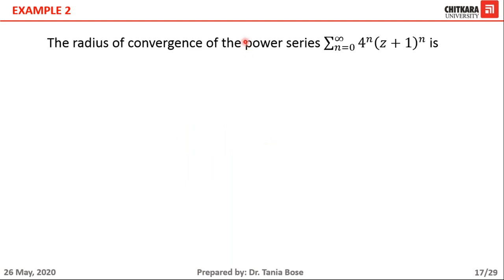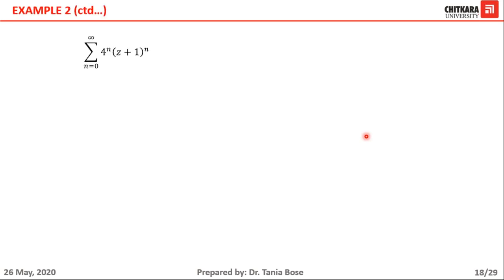In the second example, we have to calculate the radius of convergence of the power series 4 to the power n into (z plus 1) whole raised to power n. So again, the options are given. So let us first work out and then we will see which option matches, right? So the given power series is 4 to the power n into (z plus 1) raised to power n.